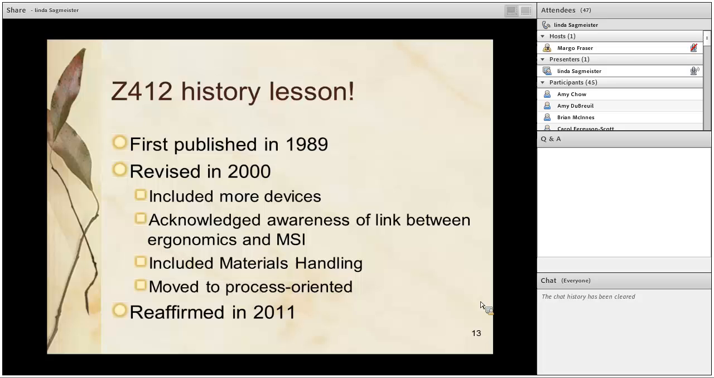In 2011, it was reaffirmed, and what that means in CSA speak is it was pretty much kept the way it is, but people took the time to review it and make sure that it was acceptable for the time being, didn't need huge revamping, and there's probably a new prologue in the front, but generally speaking, it's the same.